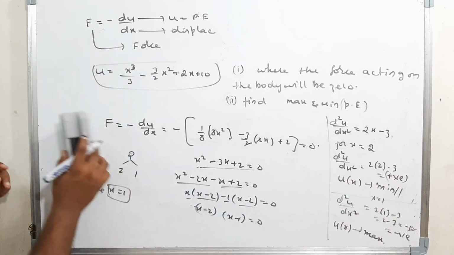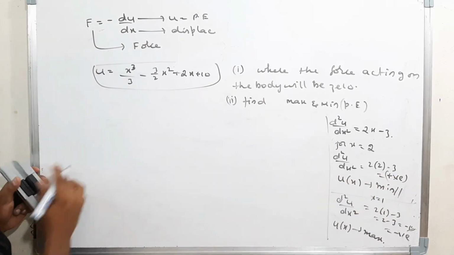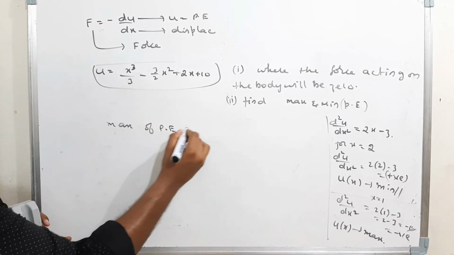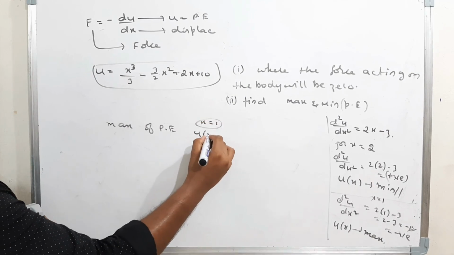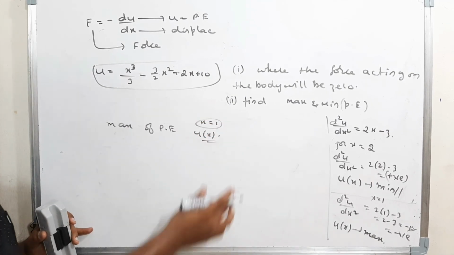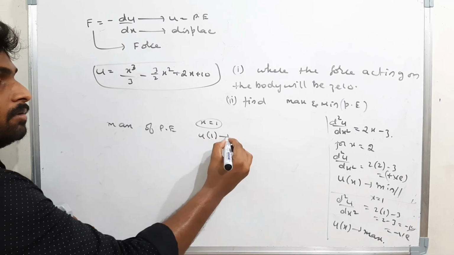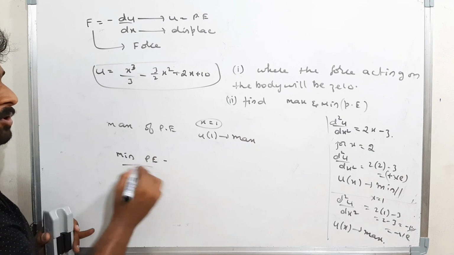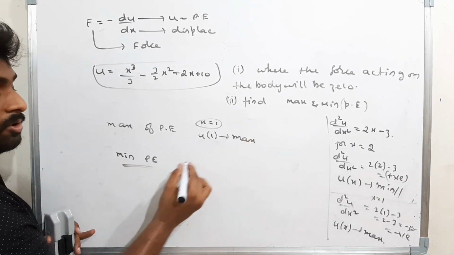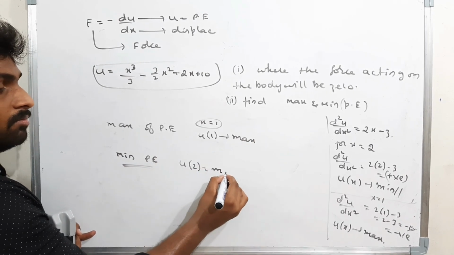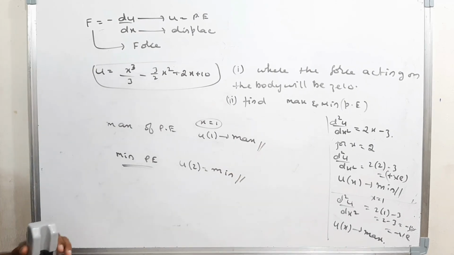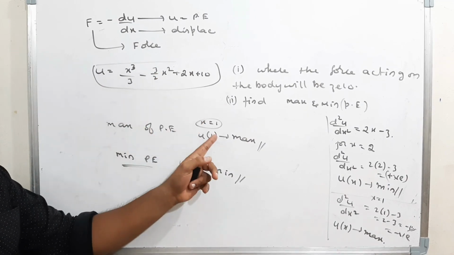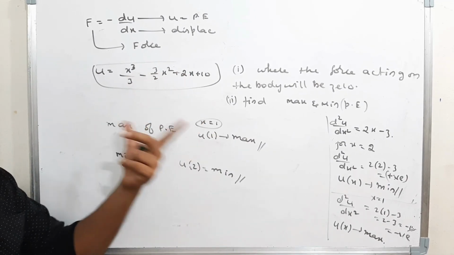Now find the values. They told us to find the value. Therefore, what is the maximum value of potential energy? The maximum of potential energy is obtained by keeping x is equal to 1 in this equation, so u of 1 is maximum. Now where is the potential energy minimum? The minimum potential energy is at x is equal to 2, so u of 2 is minimum. Just keep 1 in this equation and find the value, and keep 2 in this equation and find the value. When you keep 1, you will get the maximum value. When you keep 2, you will get the minimum value.